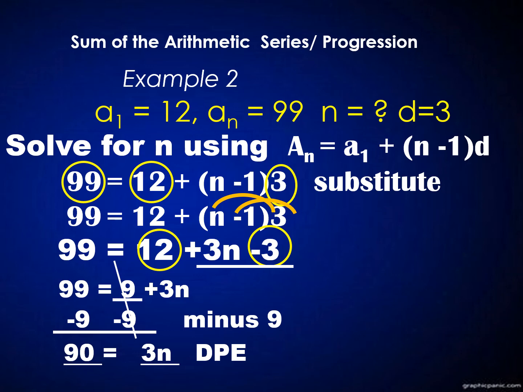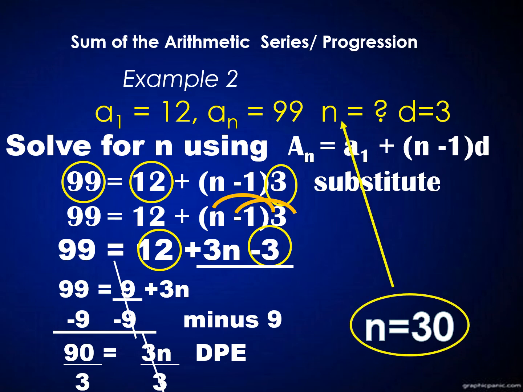Now, this time, magdi-divide na tayo. That is DPE. That is division property of equality. Para makuha natin yung value ng n, divide both sides by 3. So, cancel na yon. So, we have n. Then, 90 divided by 3, you have n is equal to 30. So, ibig sabihin, yung ating n is 30. Yung 99 is pang 30 siya na sequence.